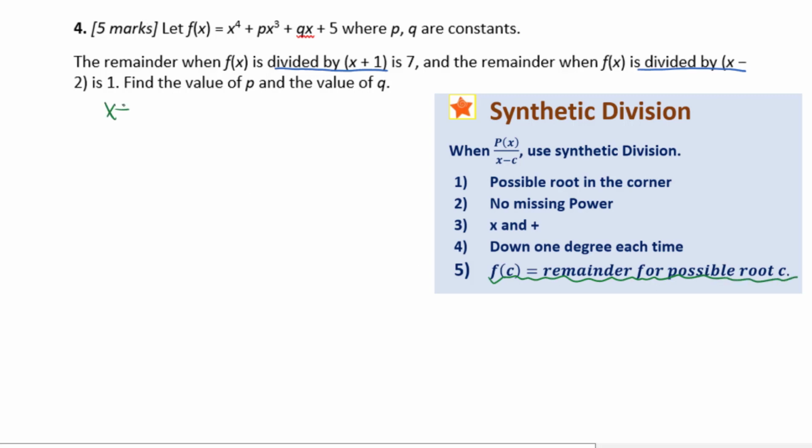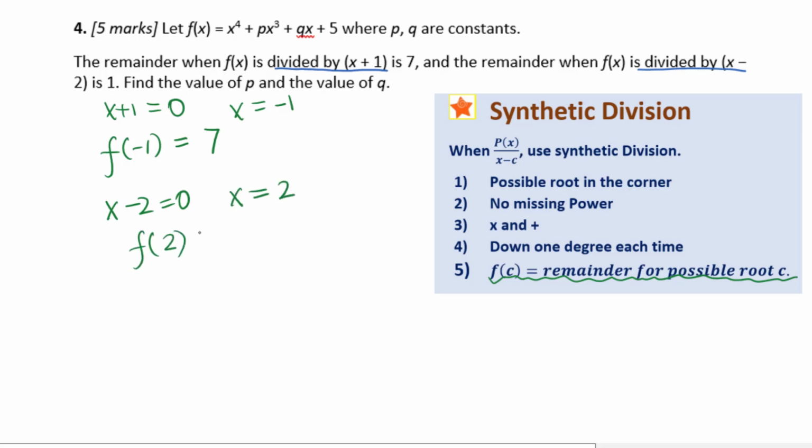For x plus 1, we set it equal to 0, then x equals negative 1. For f of negative 1, the remainder is 7, so it equals 7. x minus 2 equals 0, x equals 2. Then f of 2, the remainder is 1, so it equals 1. We will use these two equations to figure out p and q.